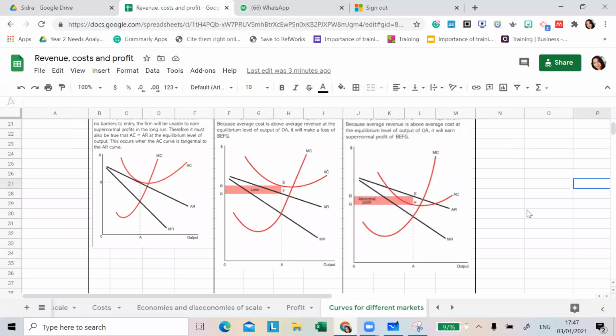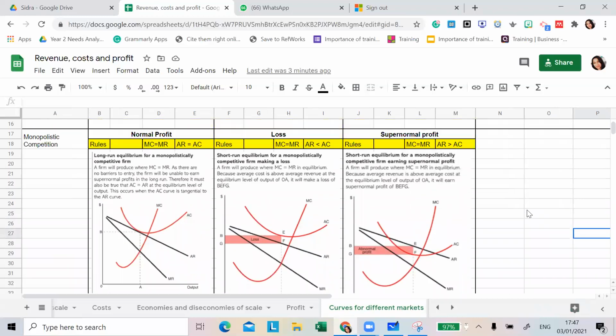Now, while looking at monopolistic competition, we are looking into normal profit, loss, and supernormal profit. So we apply the rule for normal profit: MC equals MR, AR equals AC. You can see normal profit, loss, and supernormal profit in all three areas. MC should be equal to MR. That's a must criteria. However, there are changes in AR and AC for normal profit, loss, and supernormal profit.